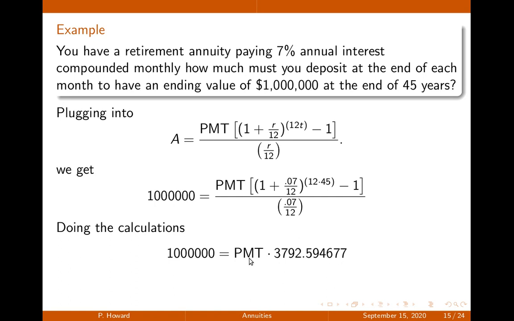And now we can find PMT by dividing both sides by this multiplier, dividing both sides by 3,792.594677. So PMT turns out to be $263.67. If you are able to make this monthly deposit every month for 45 years, and if you're earning 7% annual interest, you will end with $1 million.